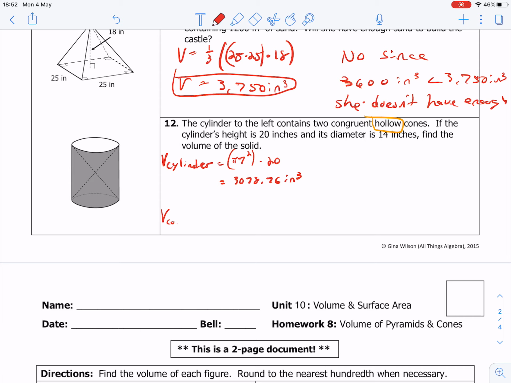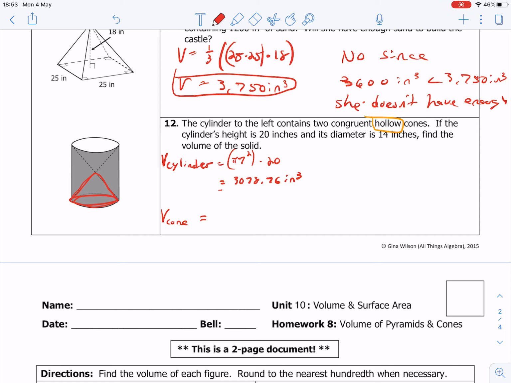Okay, so we then need to subtract the volume of the 2 cones. So let's first find the volume of 1 cone, and then we multiply it by 2. So 1 cone is going to be 1/3 of. Is it going to be 1/3 of the cylinder? It isn't, because you see the cones are here. They're not through the whole thing. So this is 1 cone.